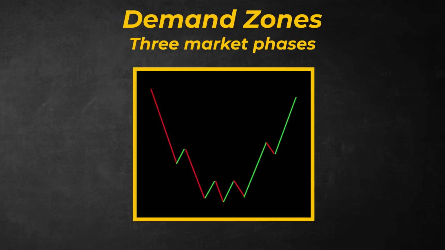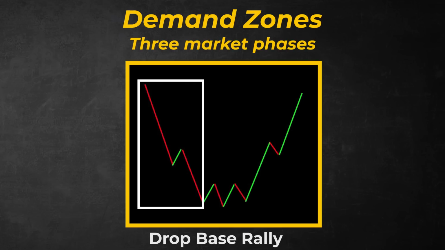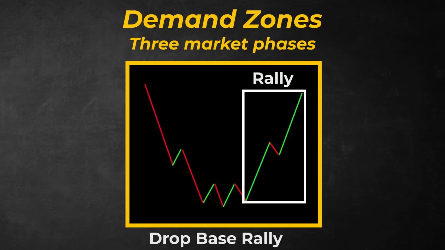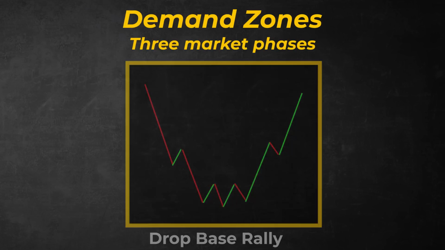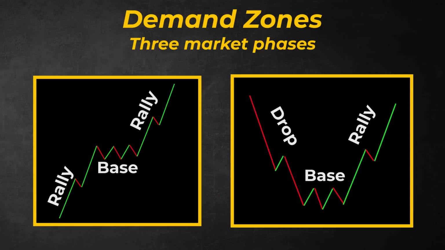The second type of demand zone is drop base rally demand zone. And in the market structure of a drop base rally demand zone, the first phase is an impulsive move in the bearish direction. This is called the drop. The second phase is a ranging market structure called the base. And the third phase is again an impulsive bullish move. The drop base rally demand zone will also be drawn at the highs and lows of the base zone. So there are two types of demand zones, the rally base rally and the drop base rally.